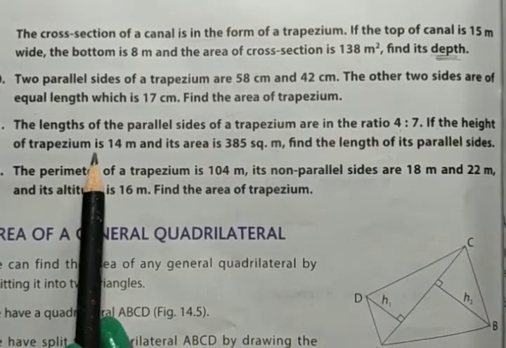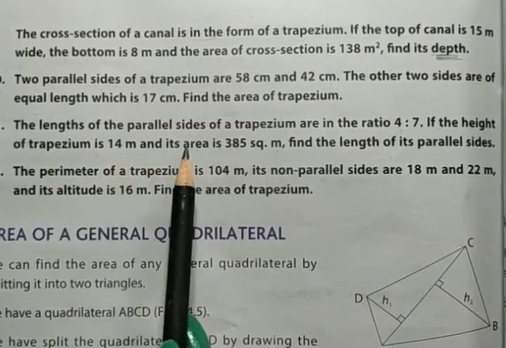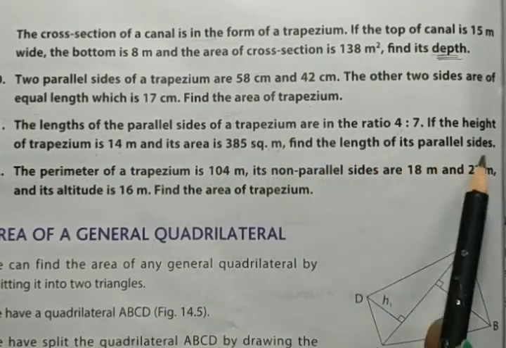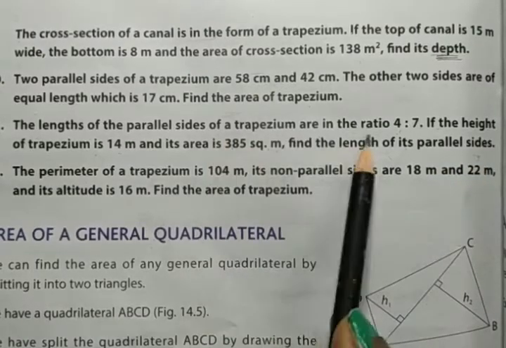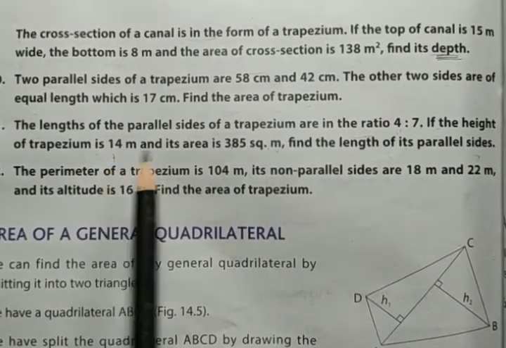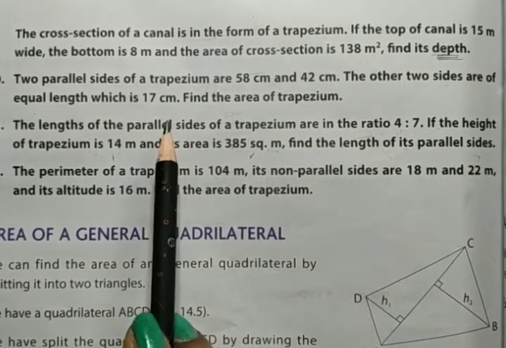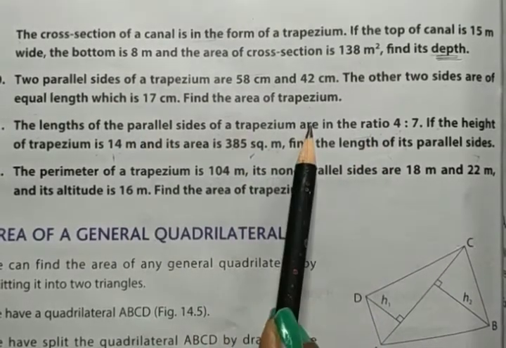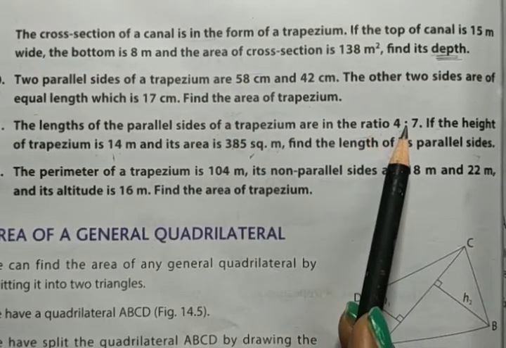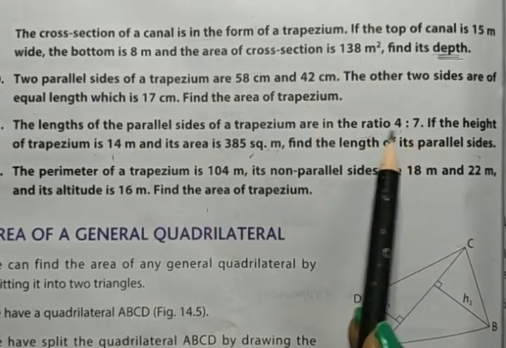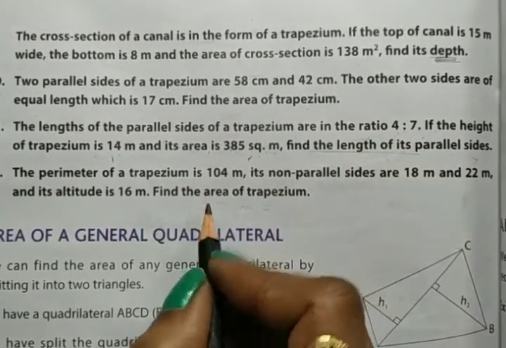Question number 11th. The lengths of the parallel sides of a trapezium are in the ratio of 4:7. If the height of a trapezium is 14 meter and its area is 385 square meter, find the length of its parallel sides. Simple. आपके पास height है, आपके पास area है, and we have to consider that the length of one parallel side be 4x and the length of other parallel side will be 7x. Let's see how we will solve this question.